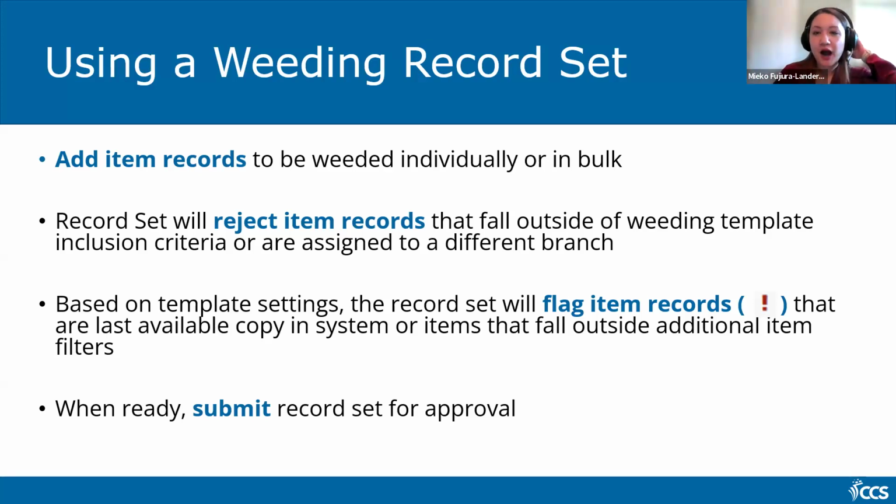Based on your weeding template settings, the record set will accept, but will flag, item records that are the last available copy, because that's what Rachel flagged in the template. Or if the item falls outside of the additional item filters, which in our example template is item age or the creation date. And then again, when you're ready, you'll submit the record set for approval.